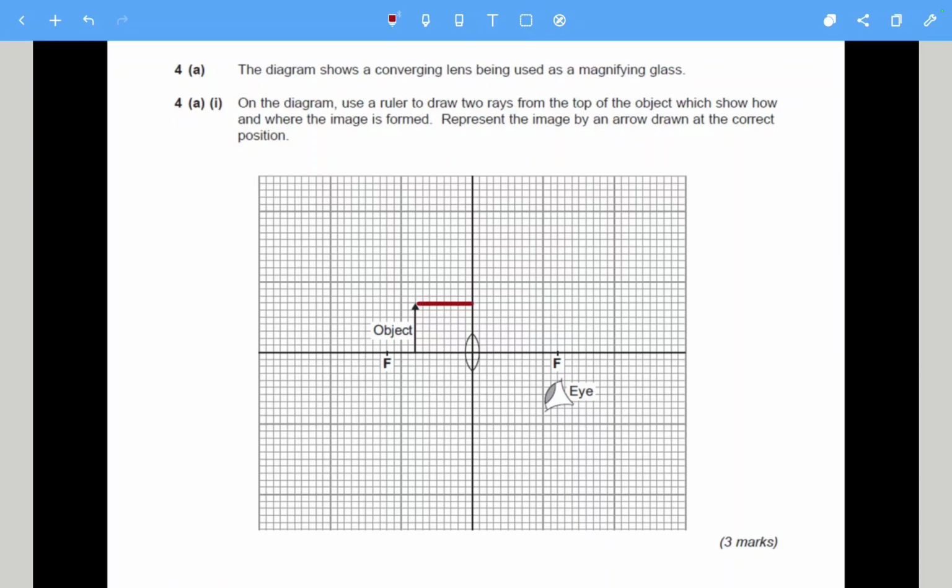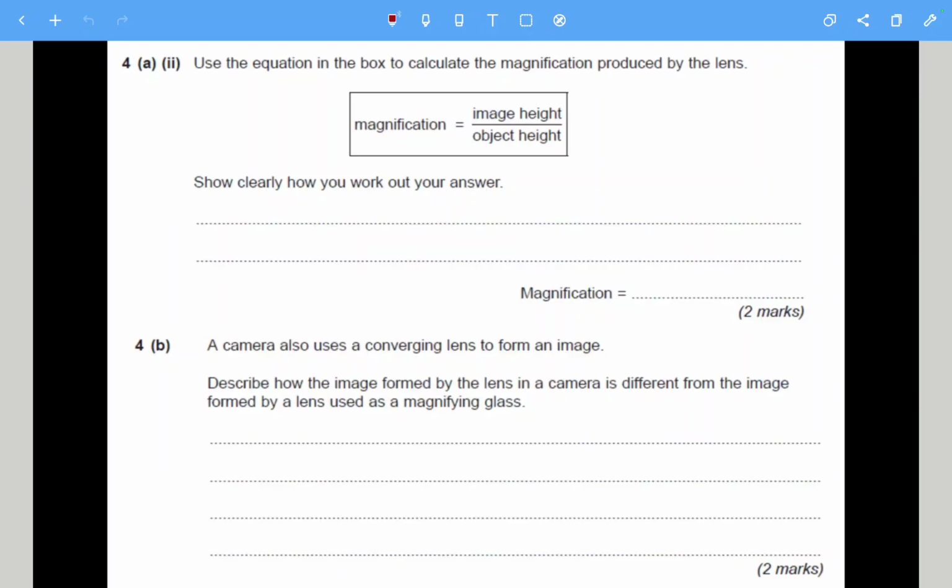So parallel to the axis, refract it through F, like so. Draw some directional arrows on there. Then the second one straight through the optical centre. Something like that. And then we just need to trace them back. Like I said before, this is much easier with a ruler. They should trace back somewhere there. Alright, let's look at the next question.